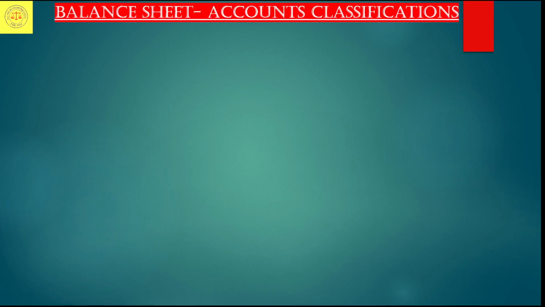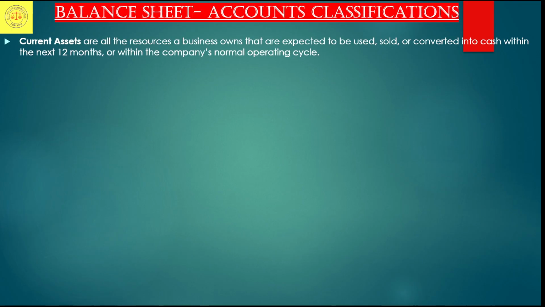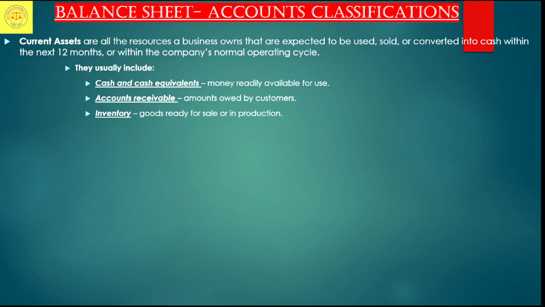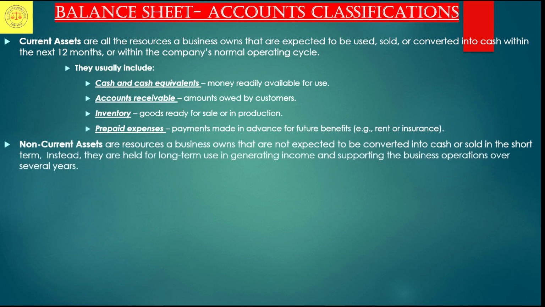So for the balance sheet account classifications, let's start with current assets. What are current assets? They are all the resources a business owns that are expected to be used, sold, or converted into cash within the next 12 months or within the company's normal operating cycle. They usually include cash and cash equivalents, accounts receivable, inventory, prepaid expenses, and much more.